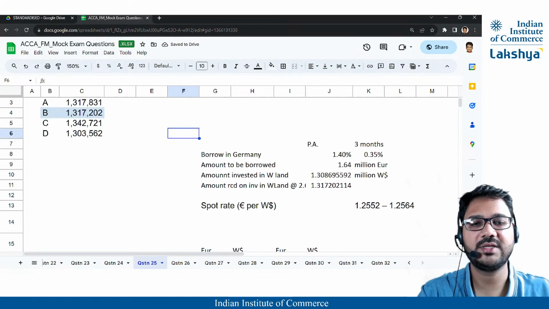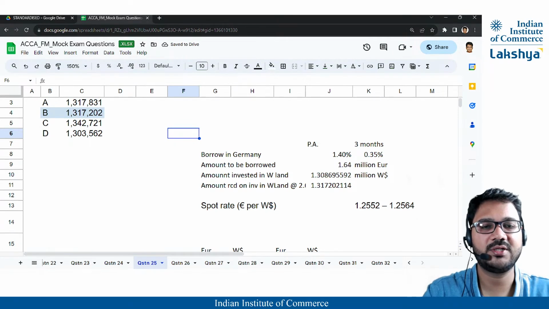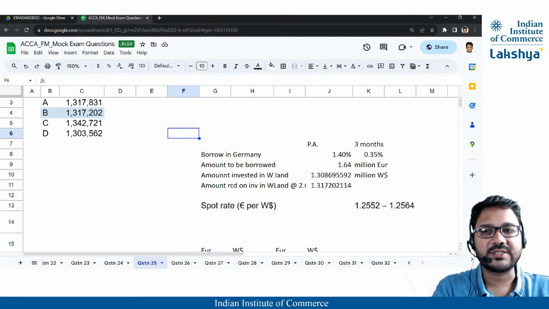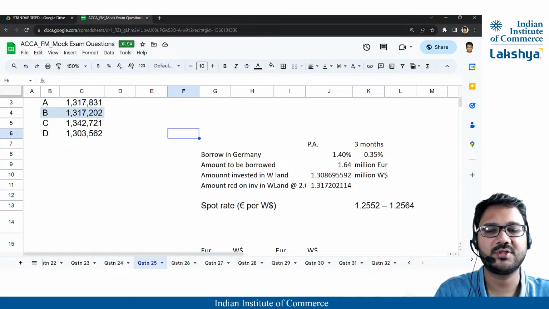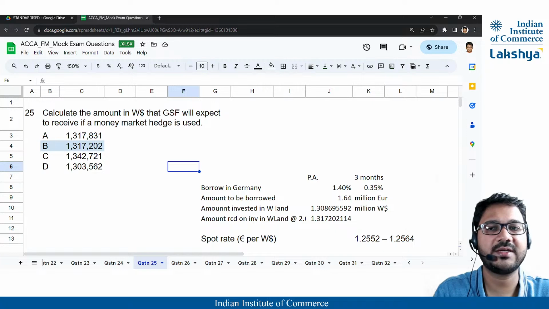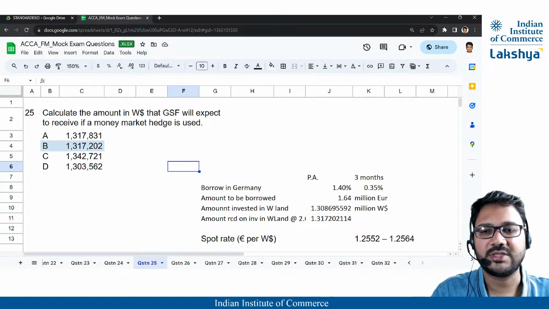All right, little lengthy calculations, but needs to be done. And we took it in millions, so they are all in decimals, but here it's a full number. I hope the money market hedge is clear. So a money market hedge can come like this, a very quick calculation. No tricks, nothing, very simple.